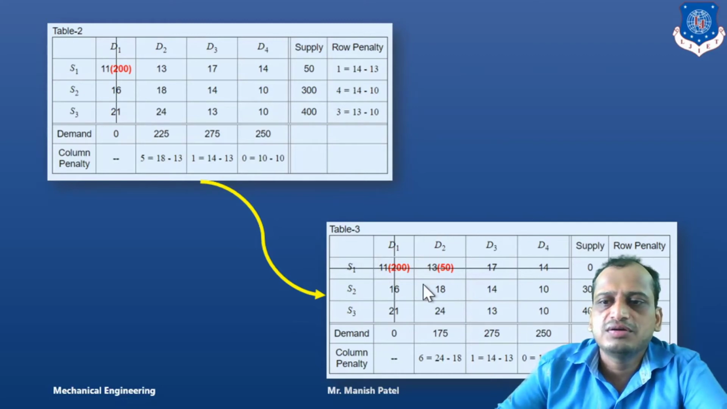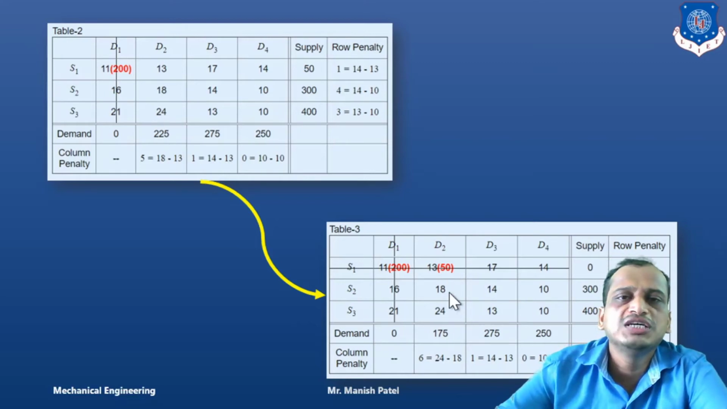This matrix is left. Now again, let's start with the row penalties and column penalties. 14 minus 10 is 4. 13 minus 10 is 3. In the column, 24 minus 18 is 6. 14 minus 13 is 1. 10 minus 10 is 0. If you look here, what is the maximum penalty? 6. So we will go with this column.